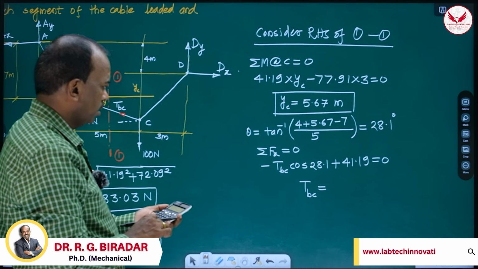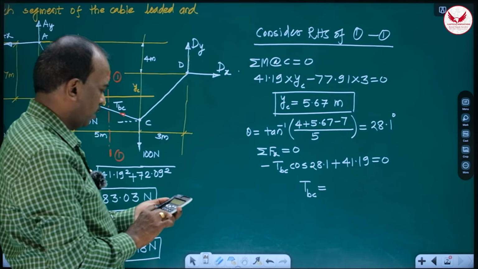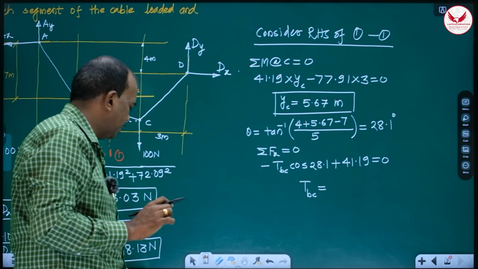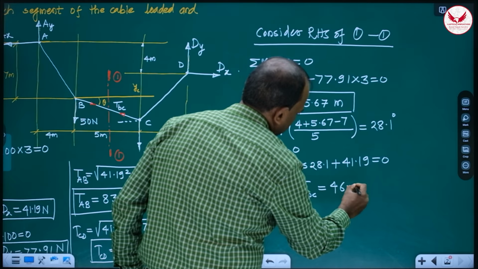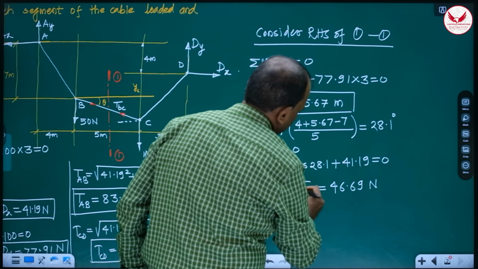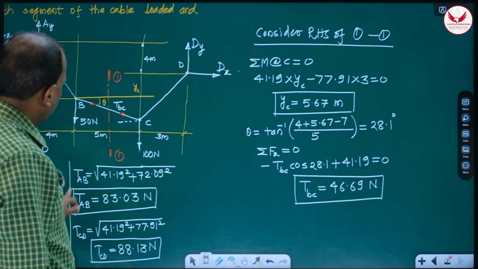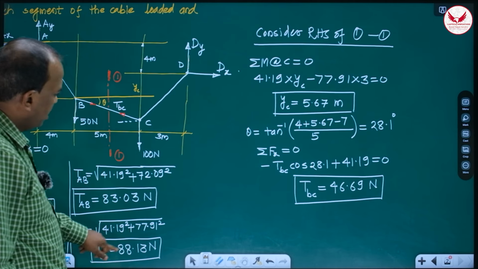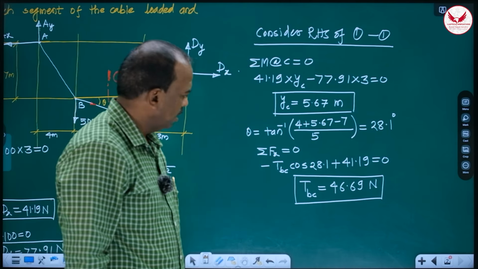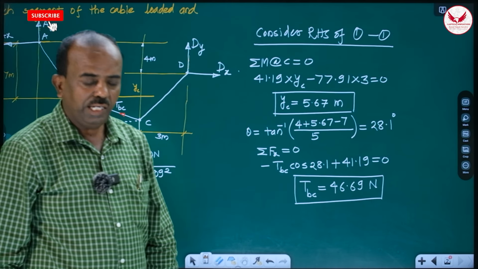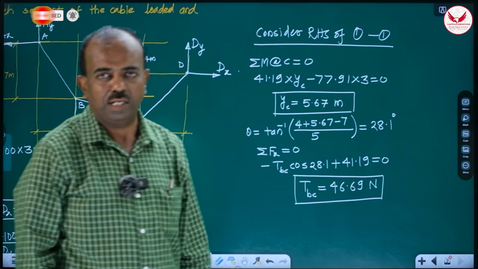So it is going to be 41.19 divided by cos 28.1. So it is 46.69. Correct. And now TAB is 83, TCD is 88, and TBC, this is the middle segment, always less than these two values. That means this answer is going to be 100% right. Means like this, without taking the tension, you have to solve the problem of cable, probably the easiest part of the mechanics. Thank you.